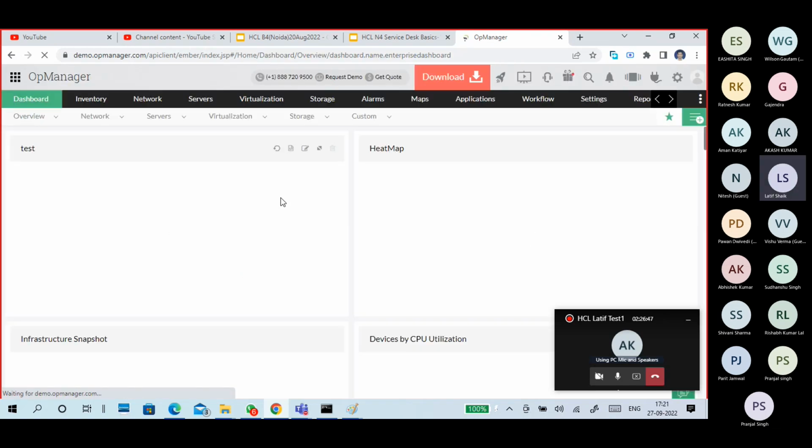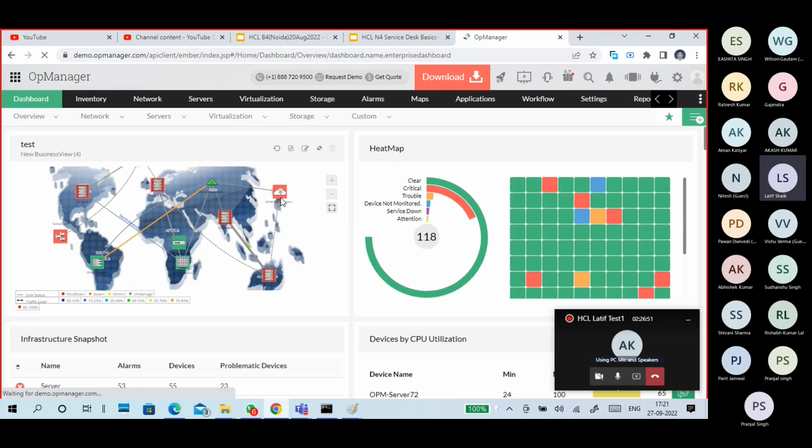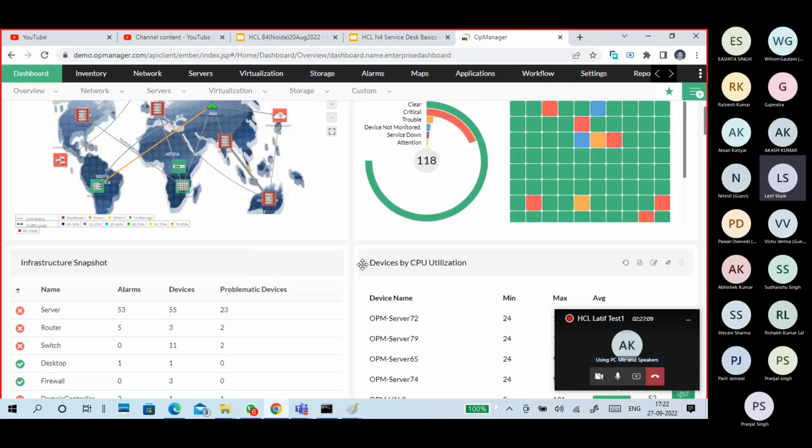But we can understand, when you are sitting in front of a monitoring system, looking at how different events occur. Some events you can see here are clear events. This is critical, trouble, device not monitored, service down, and there is attention. And of course there are some alarms also.